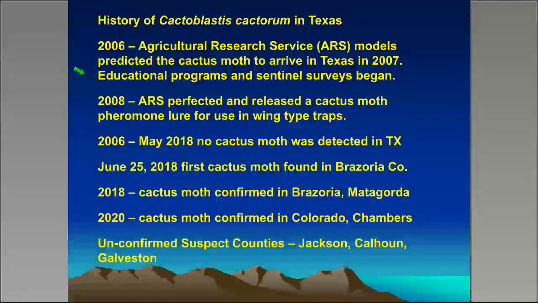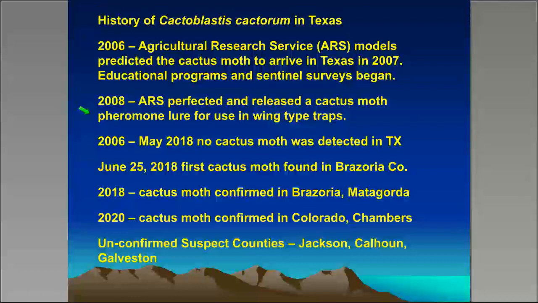And in Texas AgriLife Extension, we began an educational program, much like we did for the Africanized honeybee, where the educational program alerted the citizens of Texas and the United States beginning 4 years before the Africanized form of the honeybee came across the Rio Grande River. If you look at this second date in 2008, the ARS perfected and released a cactus moth pheromone, a lure that we could use for trapping the male moth in a wing-type trap.